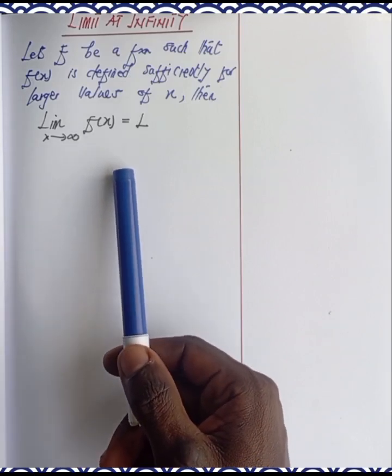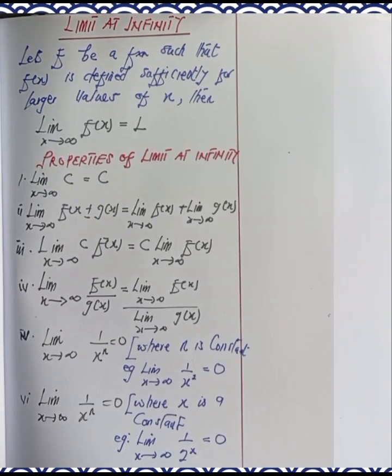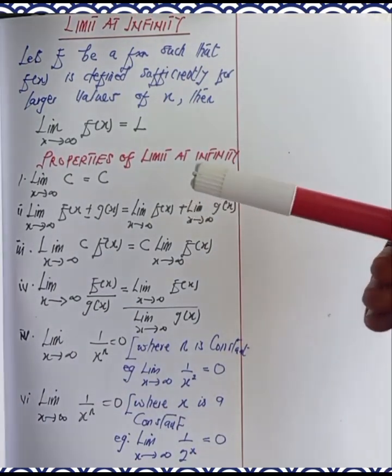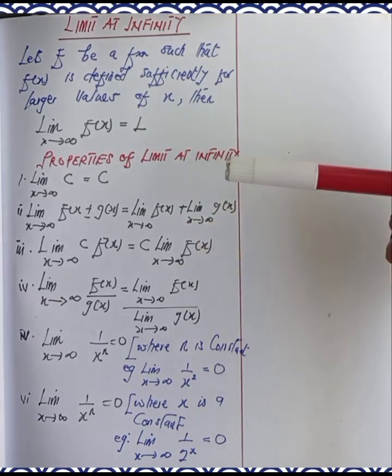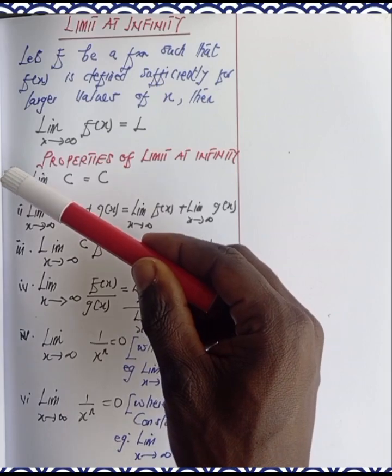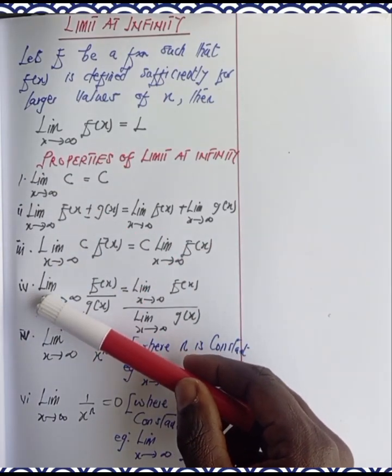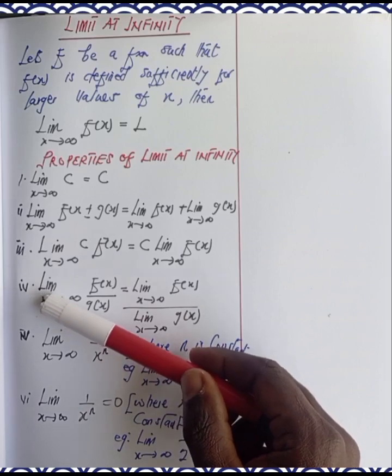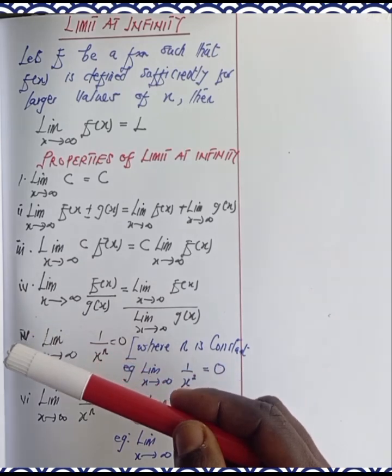Now before we start evaluating, let's look at the properties of limits at infinity. These are the very properties or rules that we are going to use to find the limit at infinity. The first 1 up to 4 is similar to what we have done in our previous lesson, that is, finding the limit of a function at a point. The first 4 properties are the same as that.